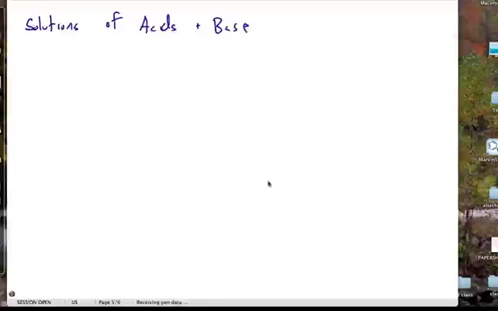Now, when dealing with solutions of acids and bases, one of the things we care about is Kw. If you remember, Kw is the equilibrium associated with the dissociation of water, H2O forming OH- plus H3O+, where one of the water molecules transfers its proton to the other to generate OH- and H3O+. This equilibrium is in effect.